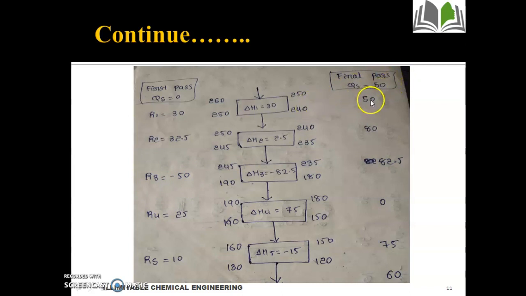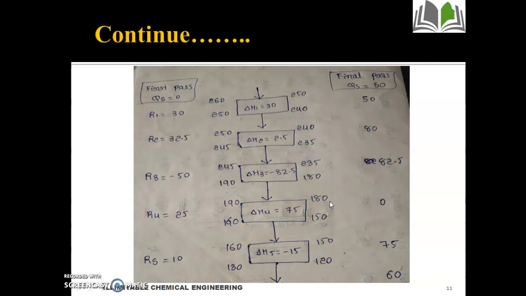So we'll add the 50 kilowatt. 50 kilowatt plus 30, 80. 80 plus 2.5, 82.5. 82.5 minus 82.5 will give you 0. 0 means here in the third interval it has a pinch point. Then 0 plus 75 plus minus 15 will give you 60. Means the pinch point temperature for the hot side is 190 degrees Celsius and for the cold side it is 180 degrees Celsius.